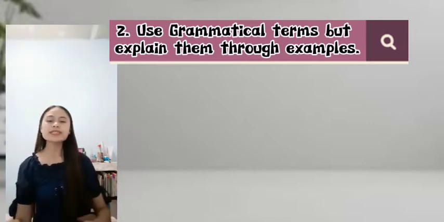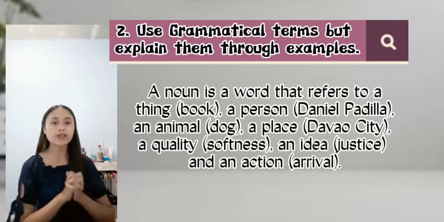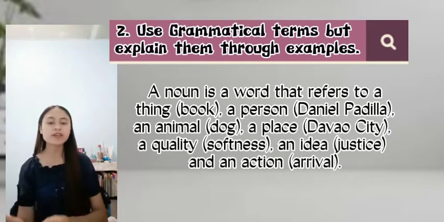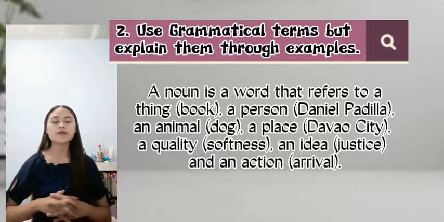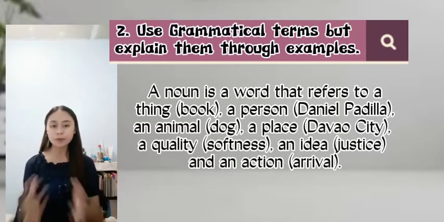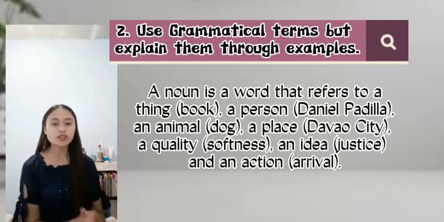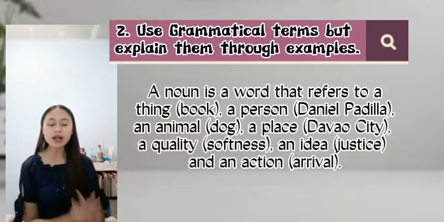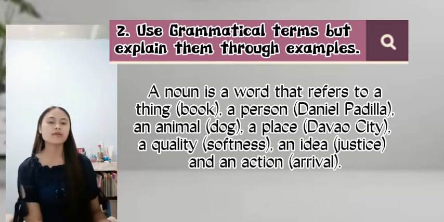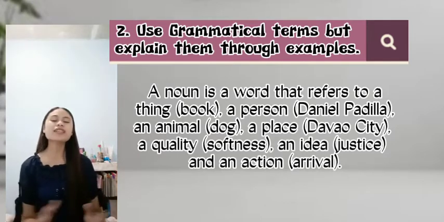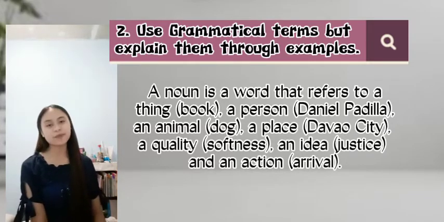To integrate these examples, we have to give the definition first. A noun is a word that refers to a thing. So we could give them an example of a thing that is referring to a noun. For example, a book, it is a thing. A noun also refers to a person. We could have the name of a person, like Daniel Padilla. An animal, dog, a place, Davao City, a quality, softness, an idea, justice, or an action, for example, arrival. So that's how we use these grammatical terms by explaining them through these examples.